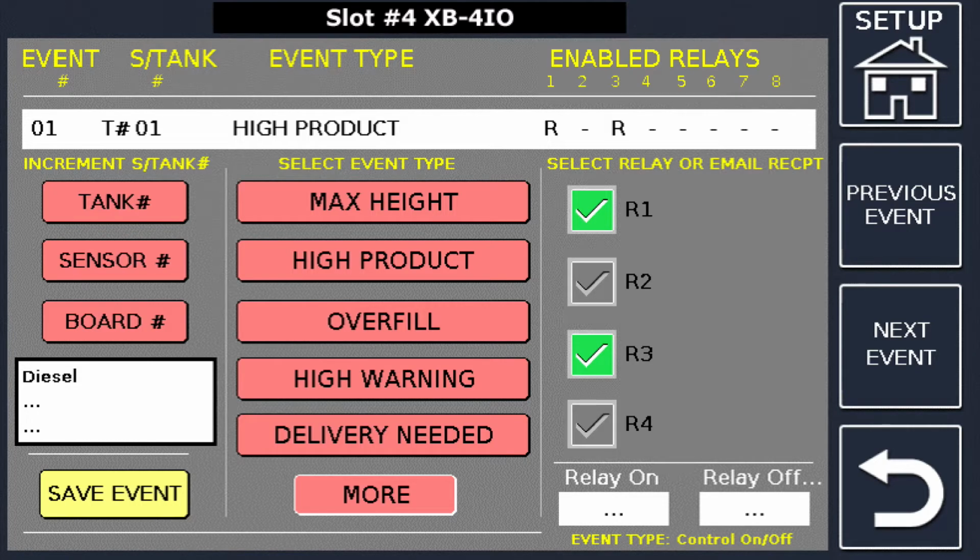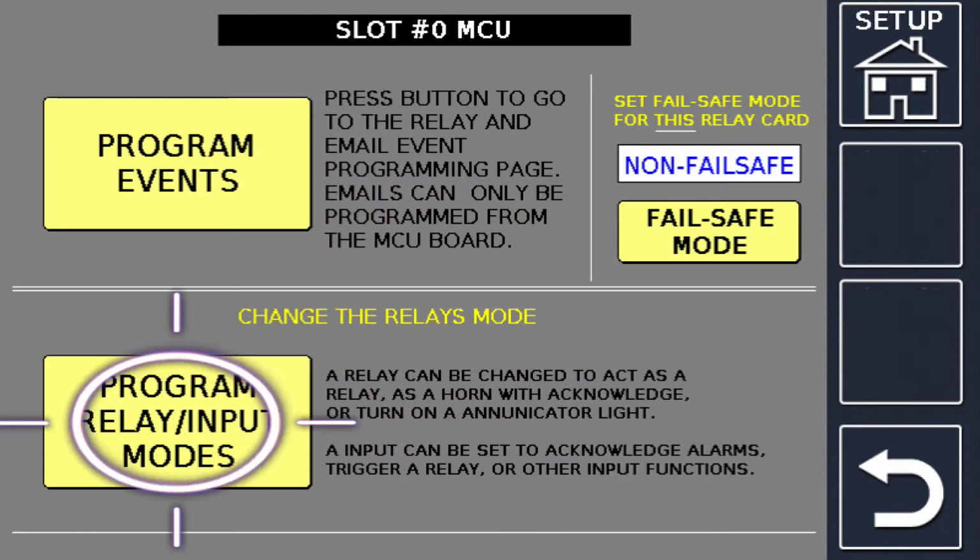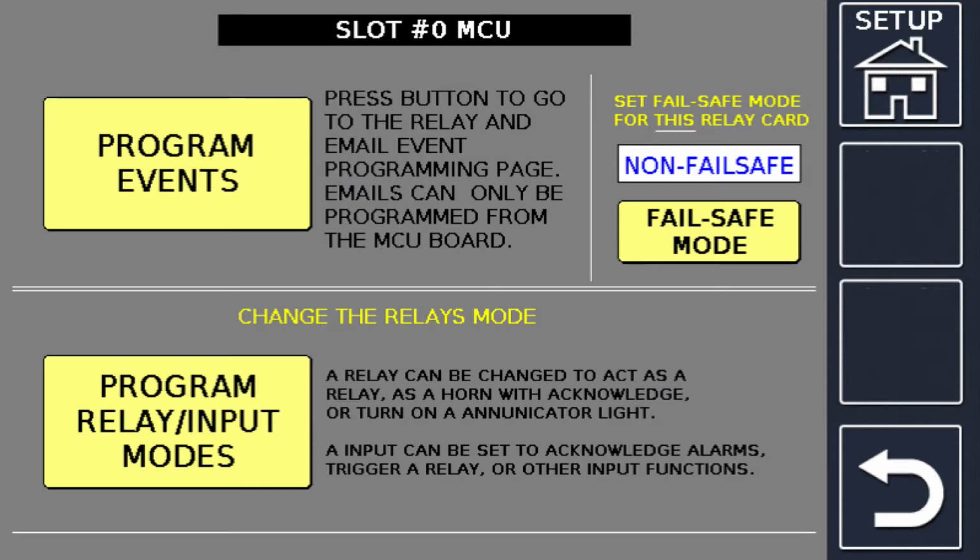Note, you must press the Save Event button and will be prompted if you do not. Pressing the Previous or Next Event buttons will move you up and down the event list. Pressing the return arrow will bring you back to the event list screen. Pressing the Program Relay Input Modes button will bring you to the following page.